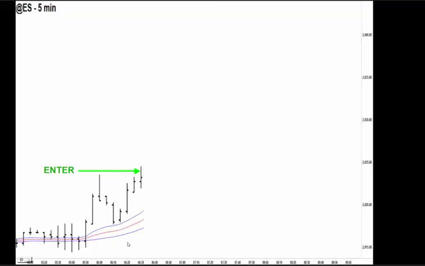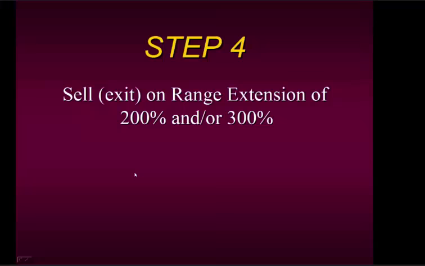So we're not going to use this setup anymore, and we're going to look for another countdown of 5 new bars to close above. But as you can see, we never went below that top Bollinger Band. So this is a valid entry point right here. Now, where do we exit? All right, well, step 4. We're going to exit on a range extension of 200 and/or 300%.